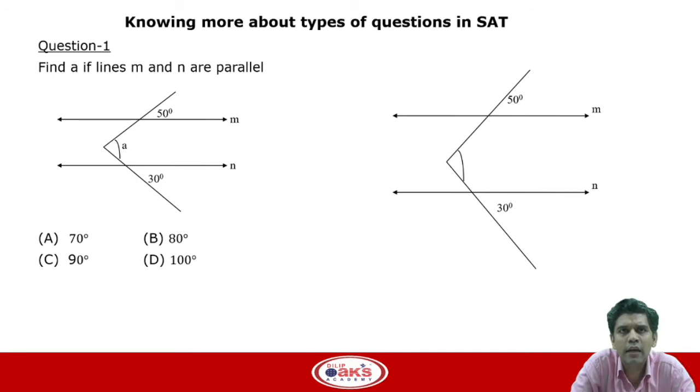The question is asking you to find the measure of an angle A, where there are two lines M and N which are given to be parallel to each other. Now here is a solution diagram. As you can see, there is an angle 50 degrees which is above line M. There is an angle 30 degrees which is below line N. Can you observe there are two parts of the diagram?